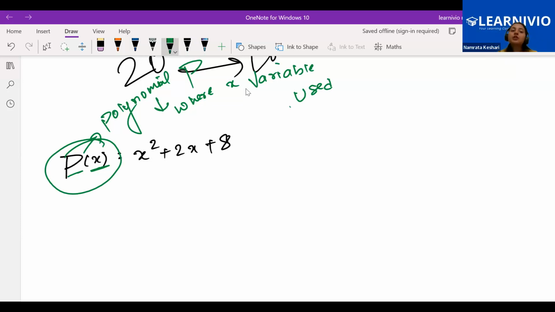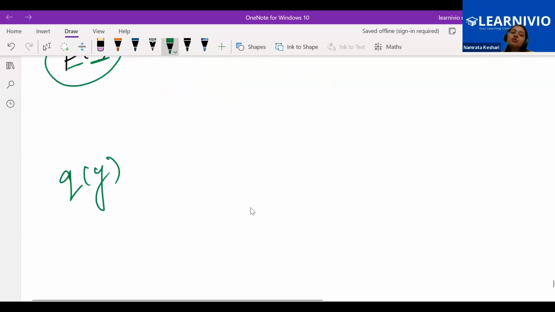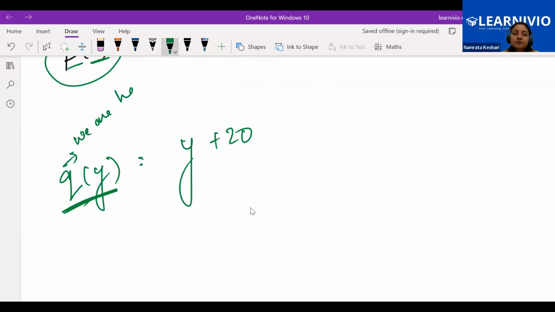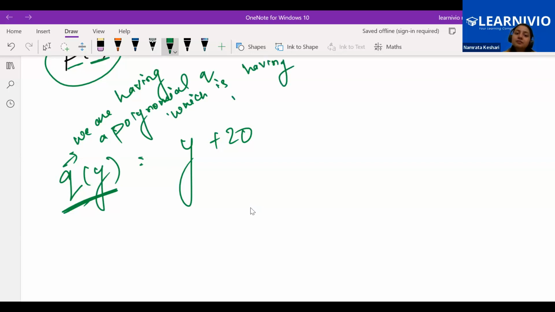We will represent our polynomial like this: q of y is equal to y plus 20. q(y) is just the representation of the polynomial. Okay, we are having a polynomial q having the variable y. That's the meaning of the left hand side part.